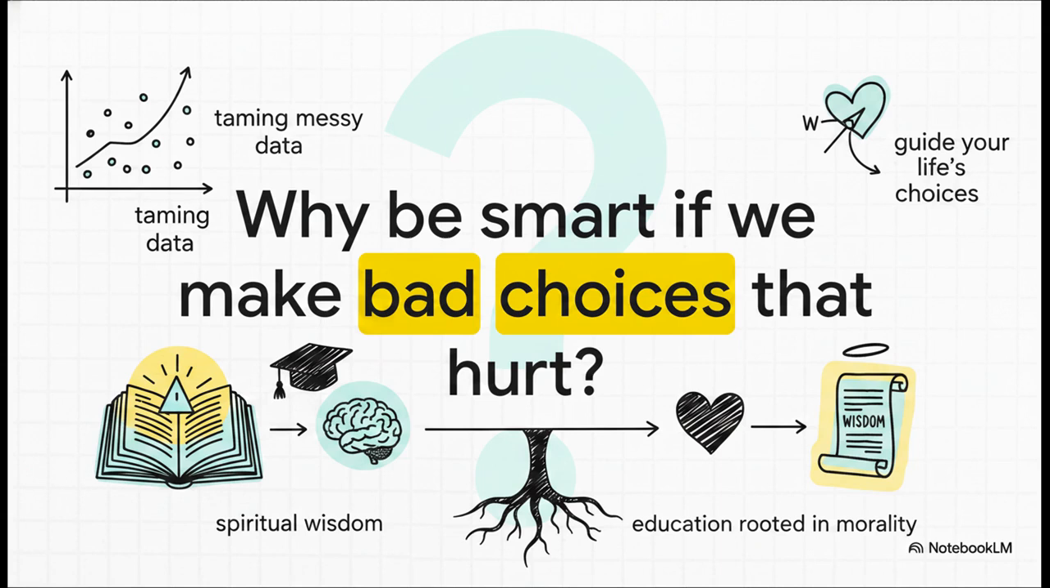Which brings us to a massive, final thought to leave you with today. What is the point of being smart and supposedly educated if we just continue to make bad choices that hurt ourselves and the people around us? Seek out the ultimate counselors. Use mathematics to tame messy data and spiritual wisdom to guide your life's choices. If you let your education be rooted in morality, you won't just be smart, you will be truly wise.